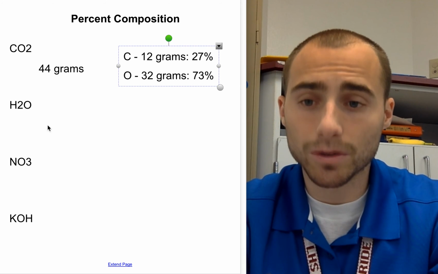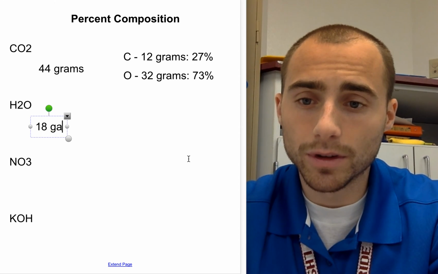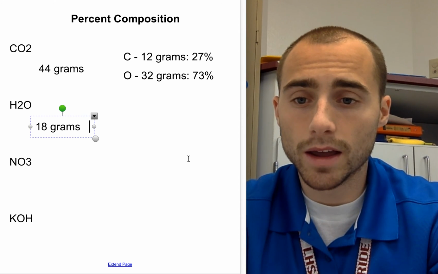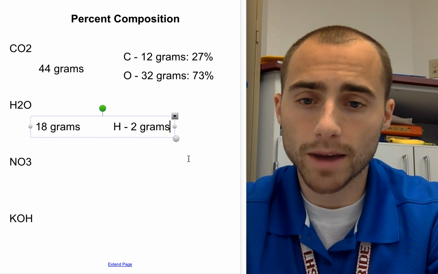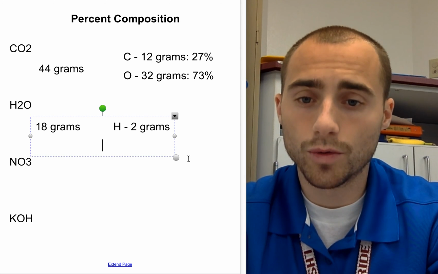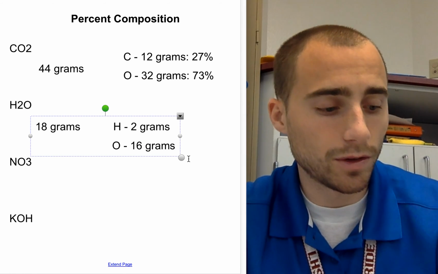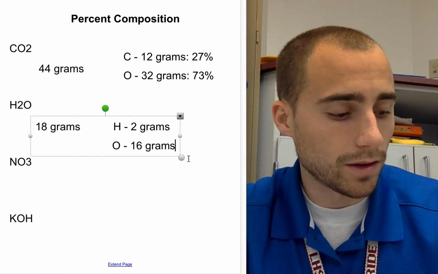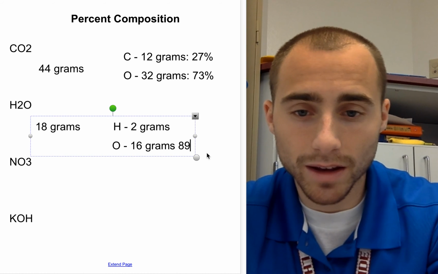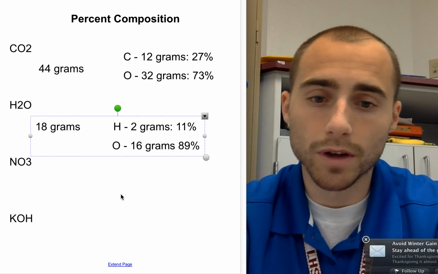And then you can practice on these last 3. The molar mass of water is 18 grams. I'll do this example for you actually, and then I'll let you practice on the last two. 18 grams, and then from there, 2 grams come from hydrogen, and 16 grams come from the oxygen, and so you just do 16 over 18, and 88%, or about 89%, comes from the oxygen, and about 11% comes from the hydrogen.